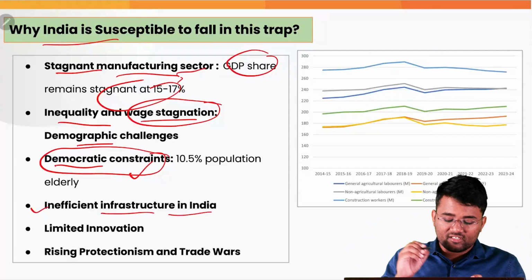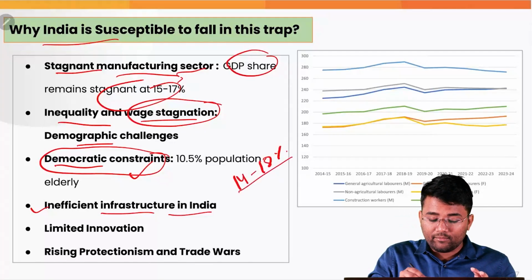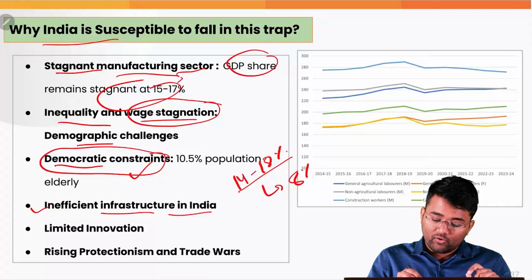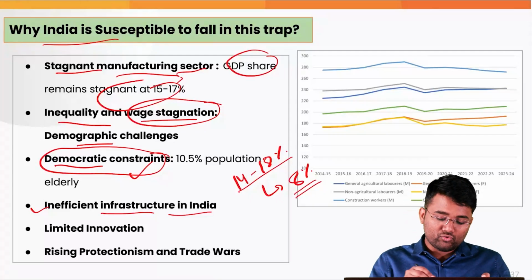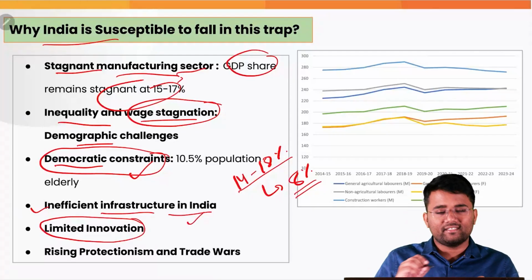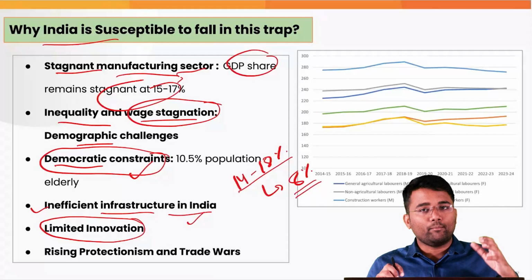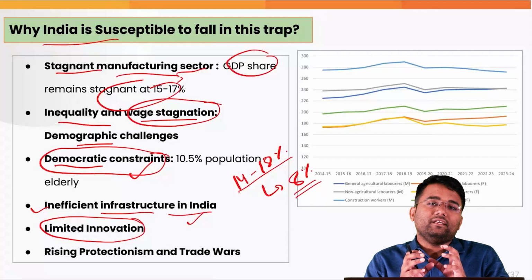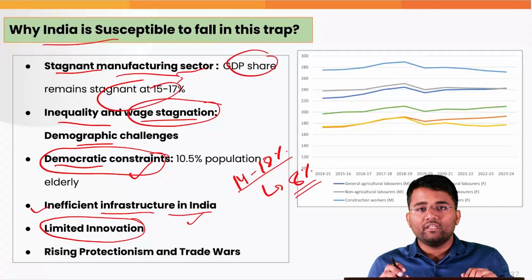Then inefficient infrastructure in India. For example, logistics cost in India is almost 14 to 18% of the GDP as told by the Economic Survey 2022-23, and the global average is only 8%. That shows the insufficient as well as inefficient infrastructure that is in place. And we need to work on that area. Also, there is limited innovation. Research and development as compared to the GDP is very minimal as compared to other global peers. Also, the innovation culture is not present in India. And especially the private sector contribution is also very minuscule.